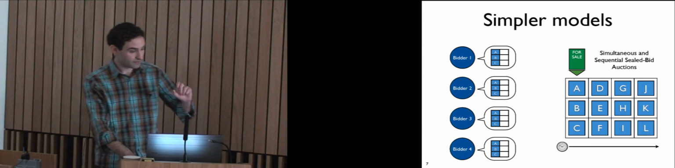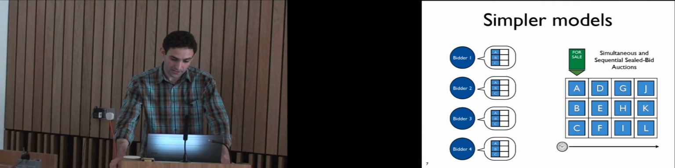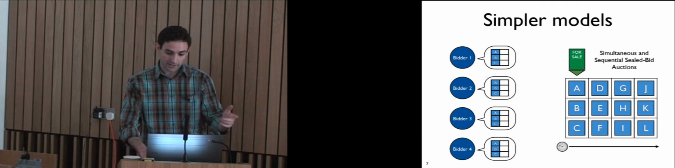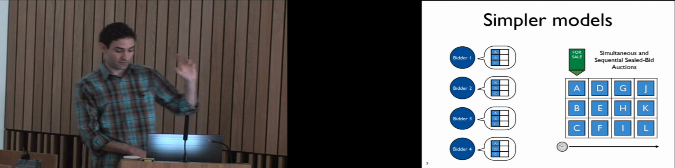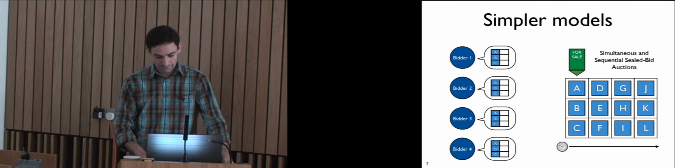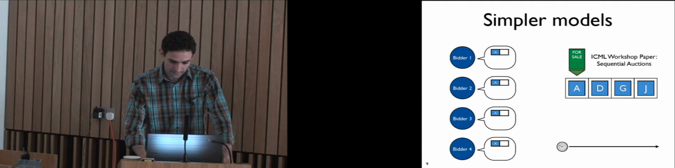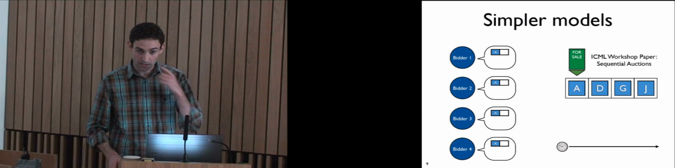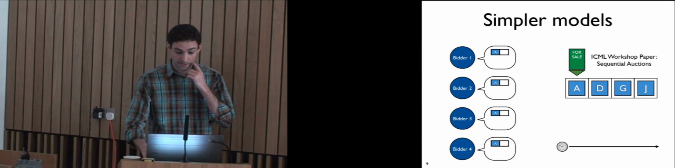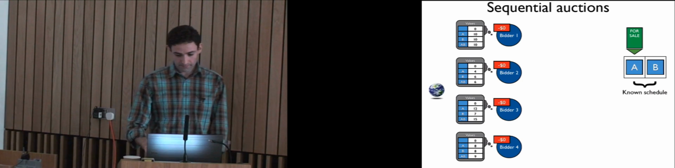Two examples of auctions that are more complex than usually have been tackled are simultaneous auctions, that's when multiple items are sold at the same time, for example, items A, B, and C, and sequential auctions, where items are sold sequentially, one after another. I'll run through a quick example.